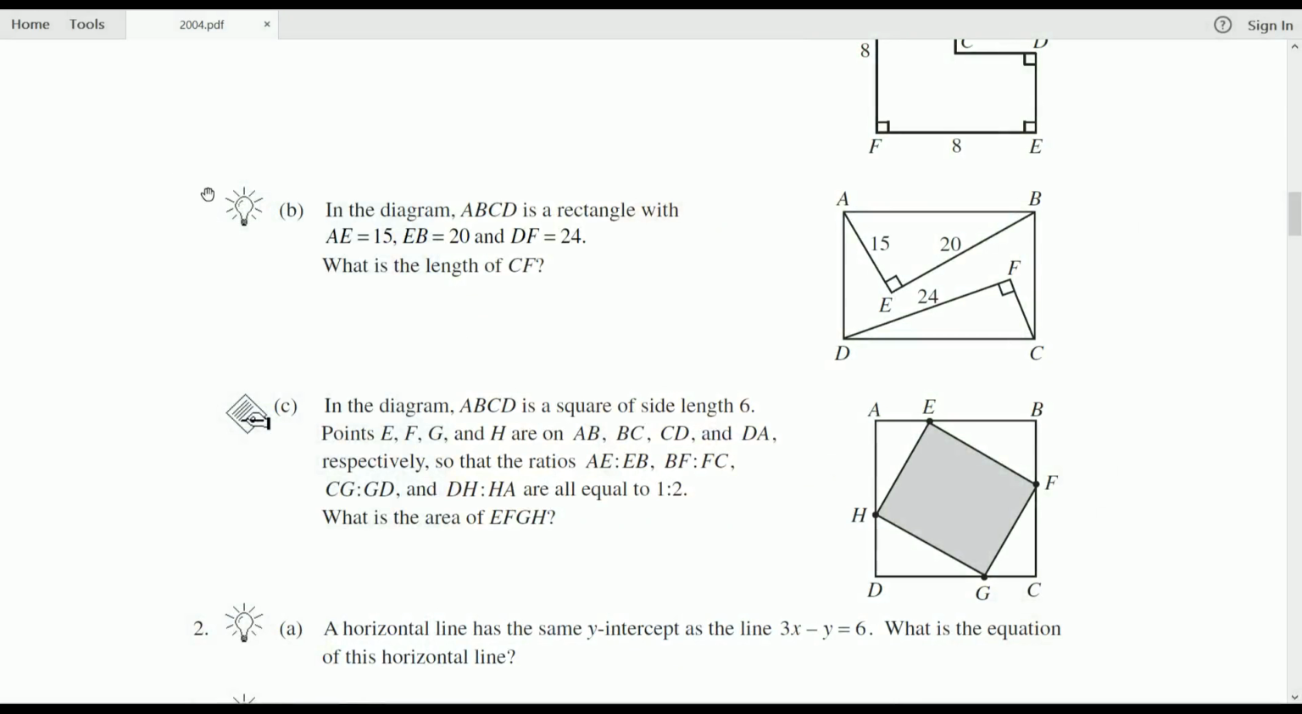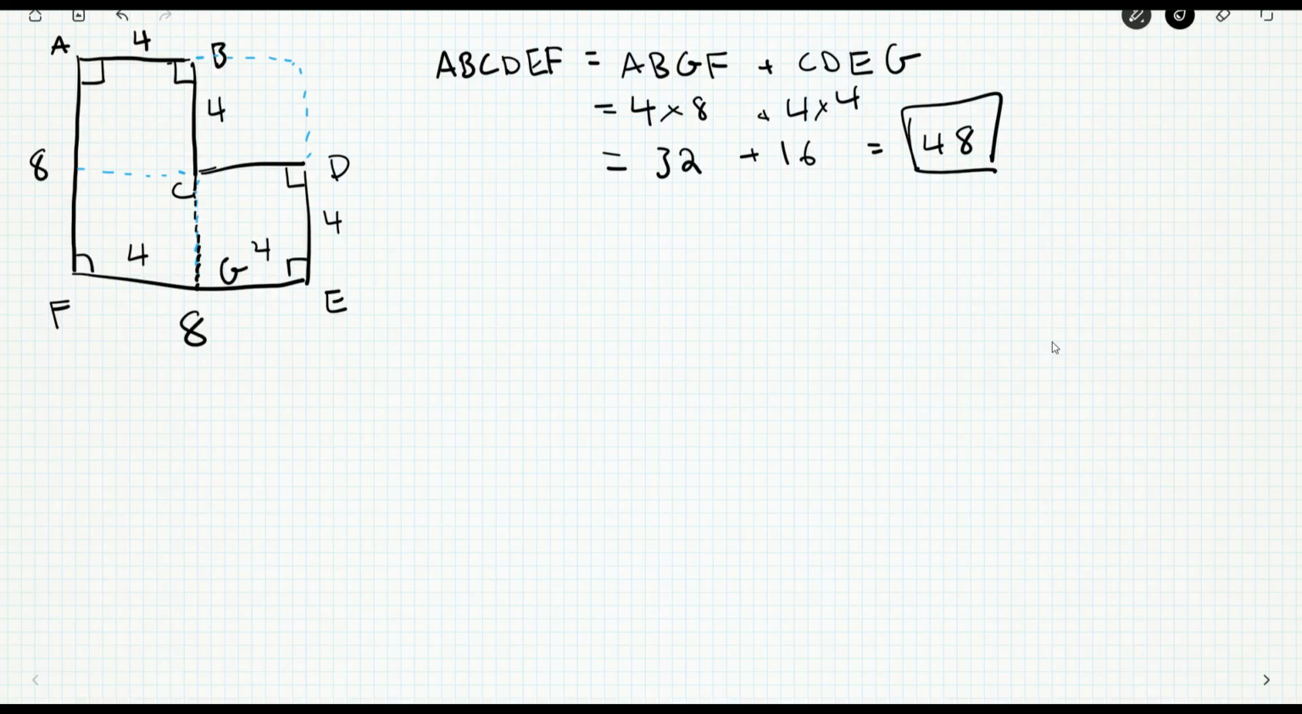Okay, in the diagram, ABCD is a rectangle with AE 15, EB 20, and DF 24. What is the length of CF? Okay, so I'm going to copy this over to my notepad.